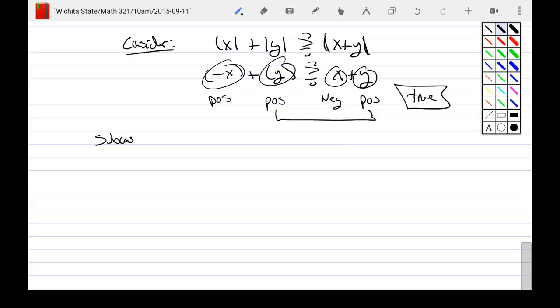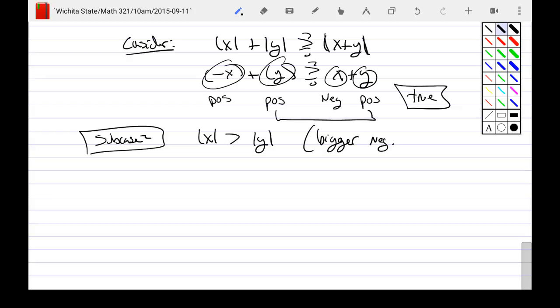Subcase 2. What if the absolute value of x is larger than the absolute value of y? We have a bigger negative number. If that's true, then the absolute value of x plus y, which is actually a subtraction, is a negative number, and so I have to throw on the extra minus to make it a positive. Everybody okay with that?